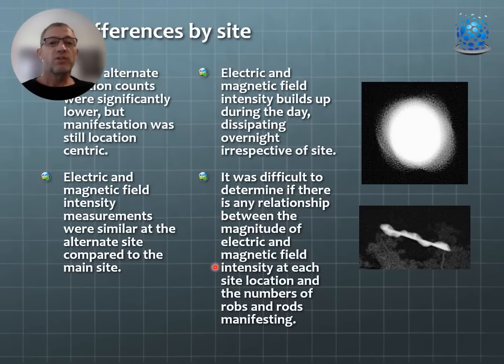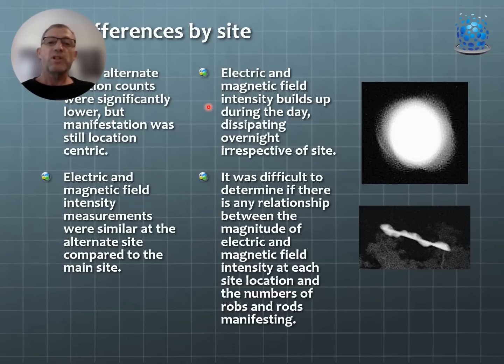Now, if you look at differences by site, manifestation was still location centric, and the electric and magnetic field intensity measurements were similar at the alternate site compared to the main site. In other words, that was a different location about 30 kilometers away with significantly fewer orbs and rods, but a similar electric and magnetic field intensity measurement.